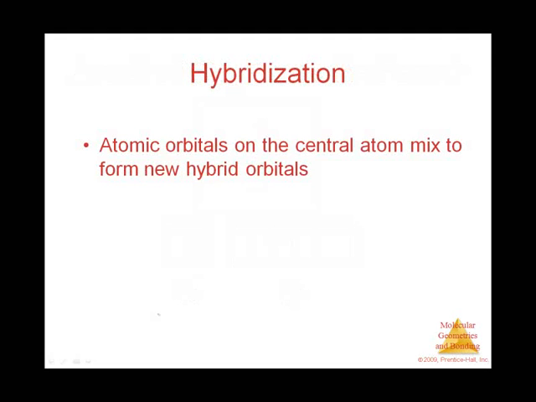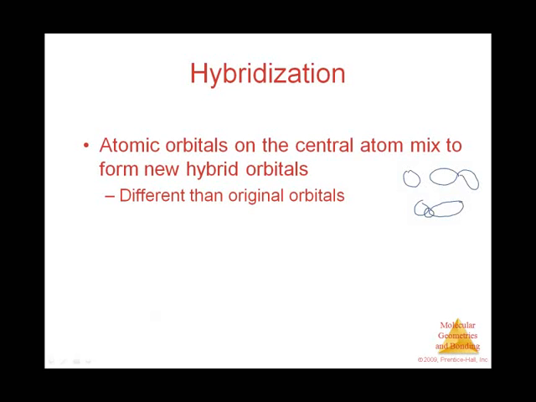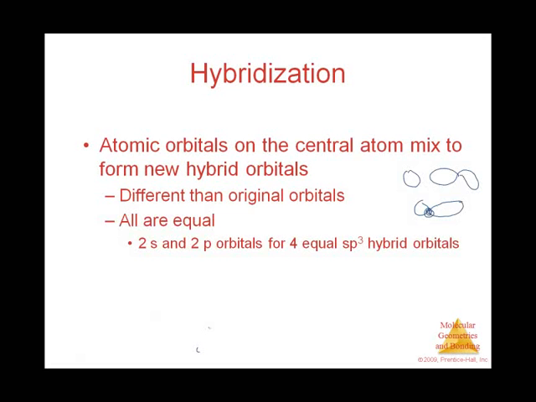Okay, I'm going to take a look at what that means. So these hybrid orbitals are different than the original orbitals. So if I started with an s and a p, when this s and p come together, I'm a terrible artist, aren't I? They are no longer an s and a p orbital, and they are all equal. So if I think about the methane, and it's got hydrogens, right?